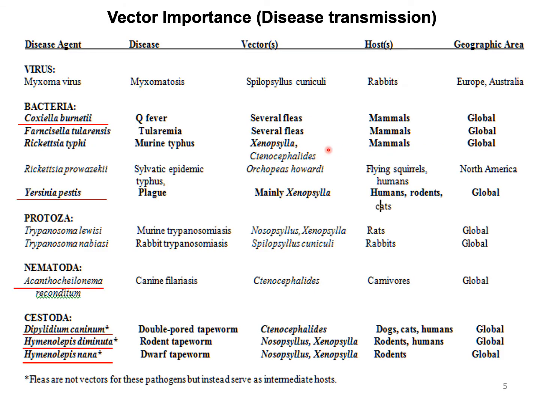As mentioned earlier, fleas have a very significant role in the transmission of different disease-producing agents. They can transmit viruses, bacteria, protozoa, different nematodes, parasites, and cestodes. For viruses, the first one is the myxoma virus, which causes myxomatosis. The host is the rabbit, and the distribution is Europe and Australia.